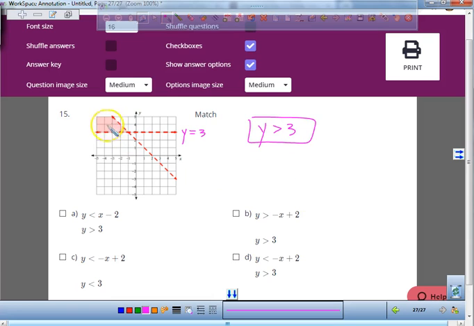Is this shading above or below this line right here? Below. Now this line, what's the y-intercept? 2. And what's the slope? Close. -1. So this would be y is less than -1x plus 2. So that's going to be y is less than -x plus 2. And this is y is greater than 3. Notice how all these are very, very similar, so you have to be very careful when you select your answer.